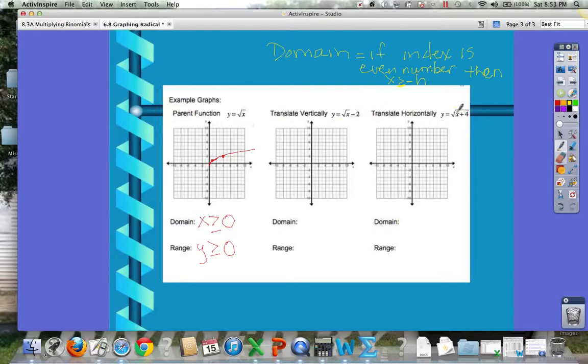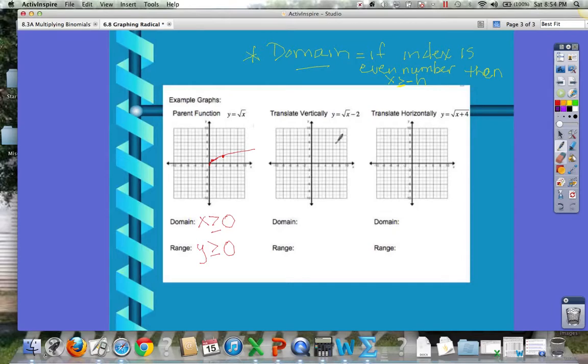okay? So we'll see that right in this one right here. This one not so much because this is not all under the radical. This is a vertical shift, but because the -2 is not under the radical, it does not have a horizontal shift, okay? So remember this for the domain. If it's an even index and it's all underneath the radical, we'll deal with that with this one right here. And I'll show you what I'm talking about then.